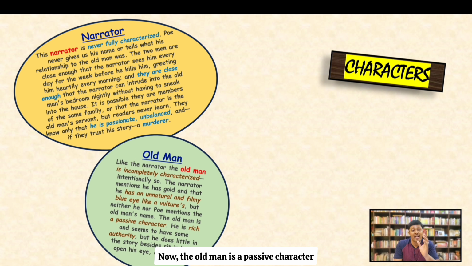Now, the old man is a passive character, and also rich, and seems to have authority. So the authority figure here is the old man, not the kind of authority figure like the police, but the authority that comes from the inside. He is the master of the house. From this point of view, he is the authority. But he does little in the story besides sit in the bed, sleeping in the bed, etc.